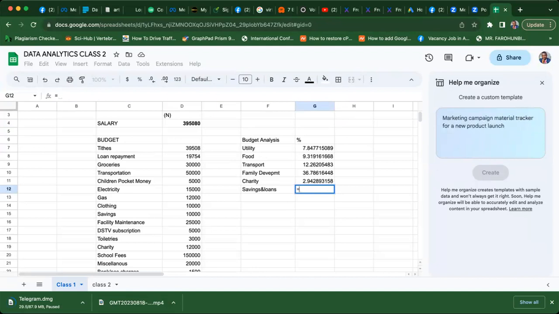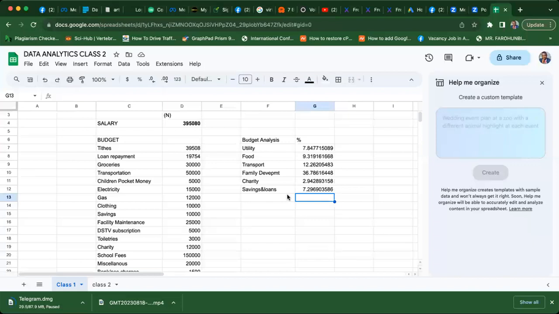So where are the loans and savings? Equals to what? D8. Sell D8. And D15. D15 divided by D24 times 100. All right. So loan and utility is almost the same thing. So now, this is very good.